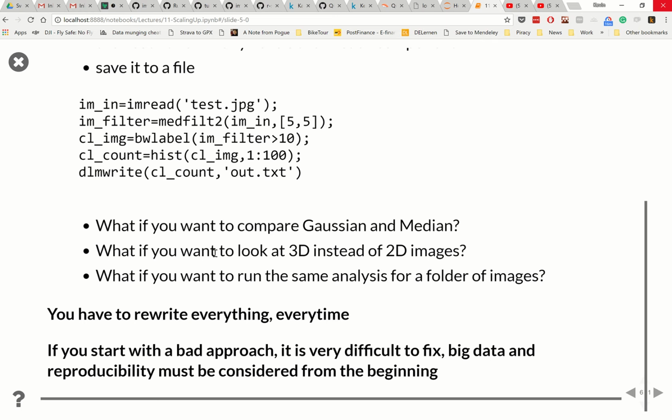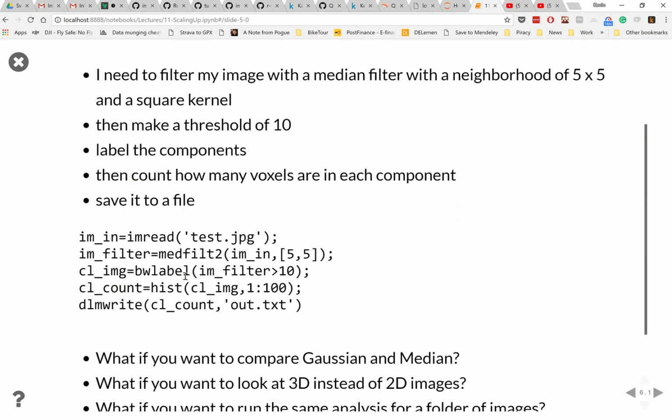But basically what you see is that if you start with what we call a bad approach, an overly simplified approach, it's very difficult to fix this. And so if you want to handle things in a big data reproducible manner, then you want to be doing it correctly from the very beginning. And that's what we'll focus on here. Rather than focusing on making one script that executes once and works fine, how can you make things that are more general and easier to piece together into future analyses?